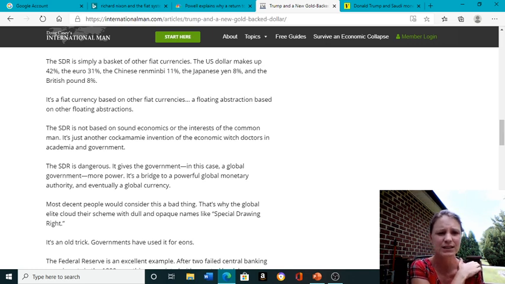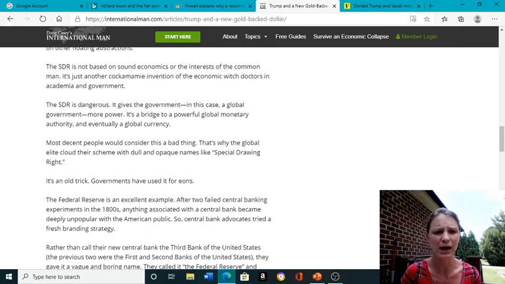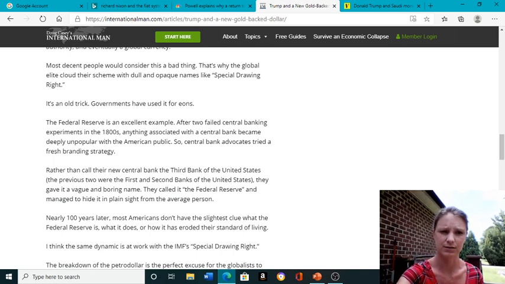So most decent people would consider this a bad thing. That's why the global elite cloud their scheme with dull and opaque names like special drawing rate. Okay, it's an old trick. Governments have used it for eons. The Federal Reserve is an excellent example.